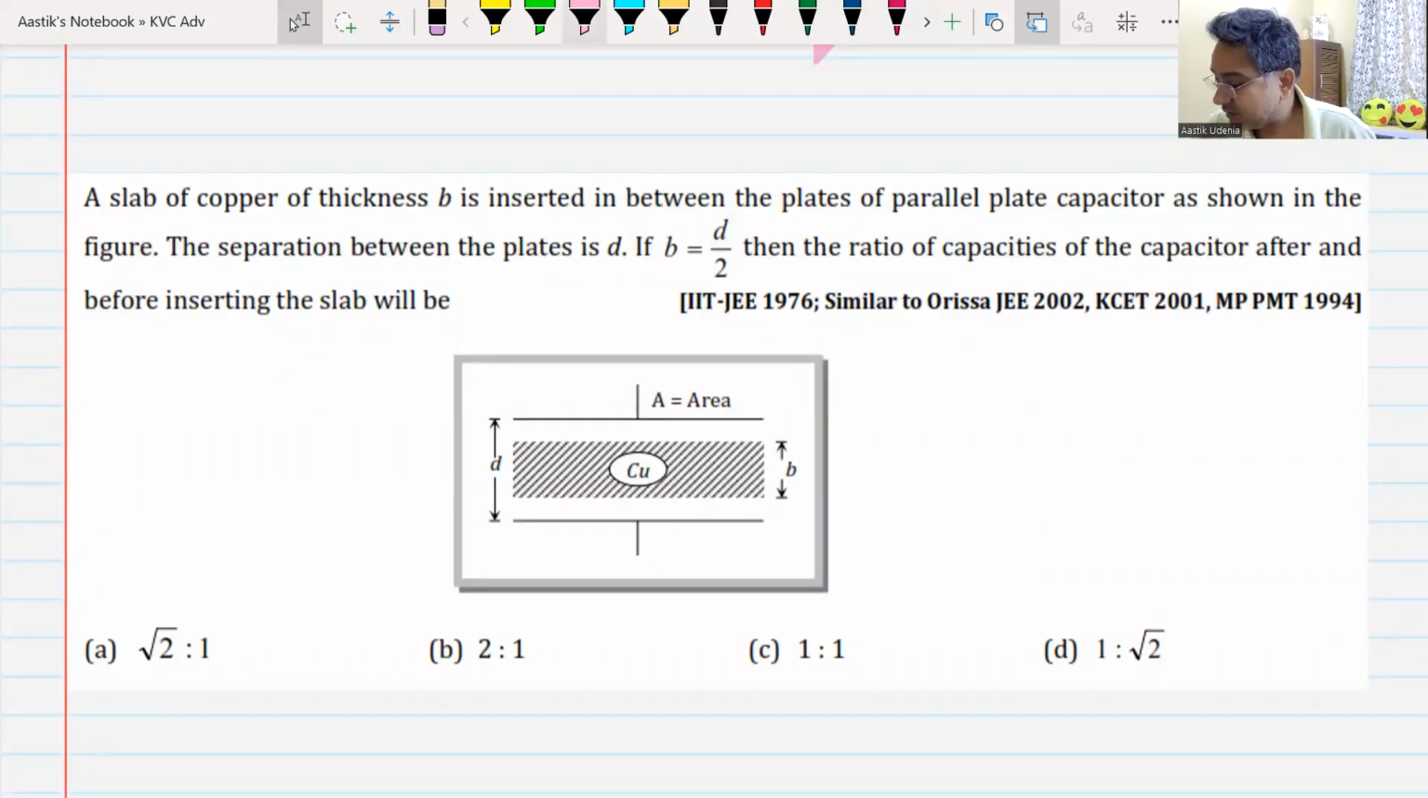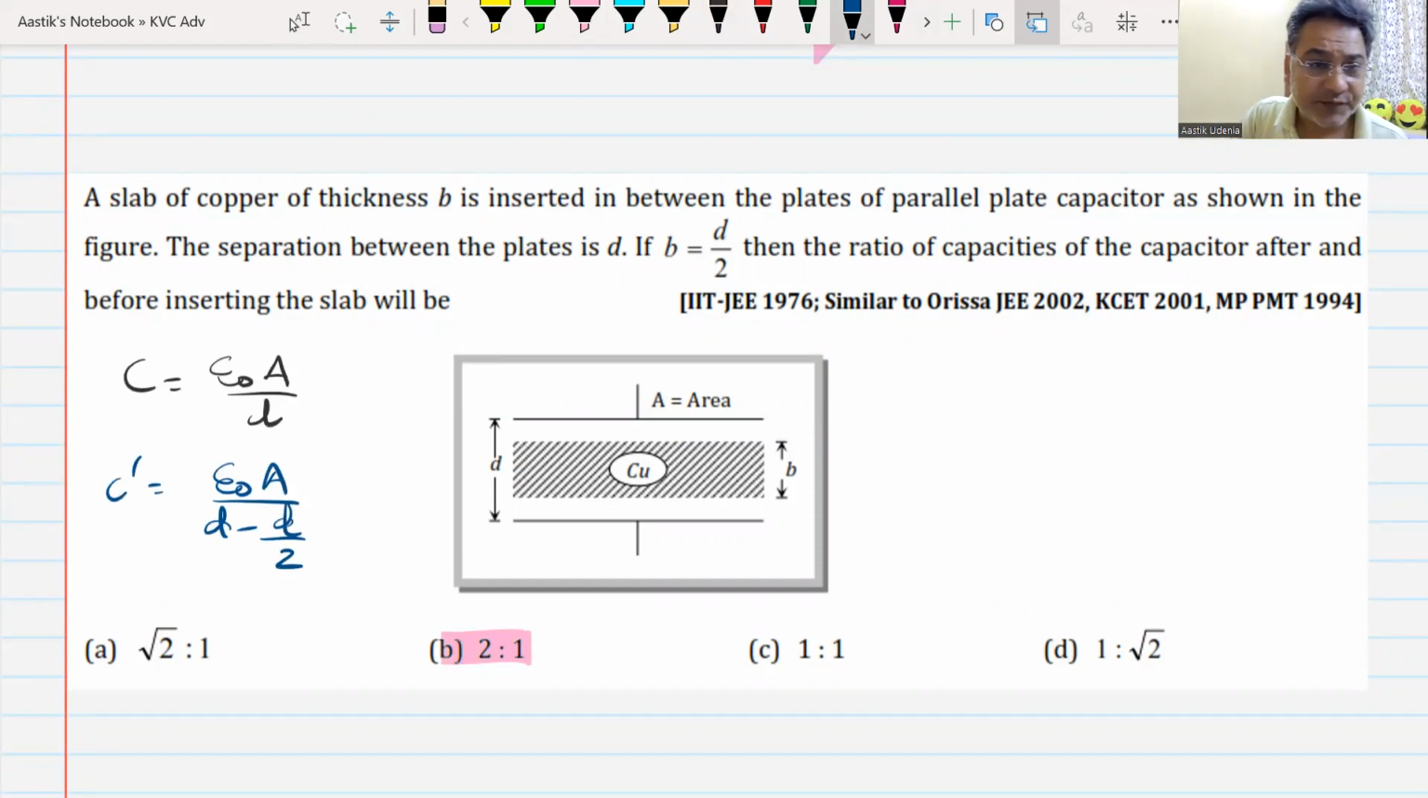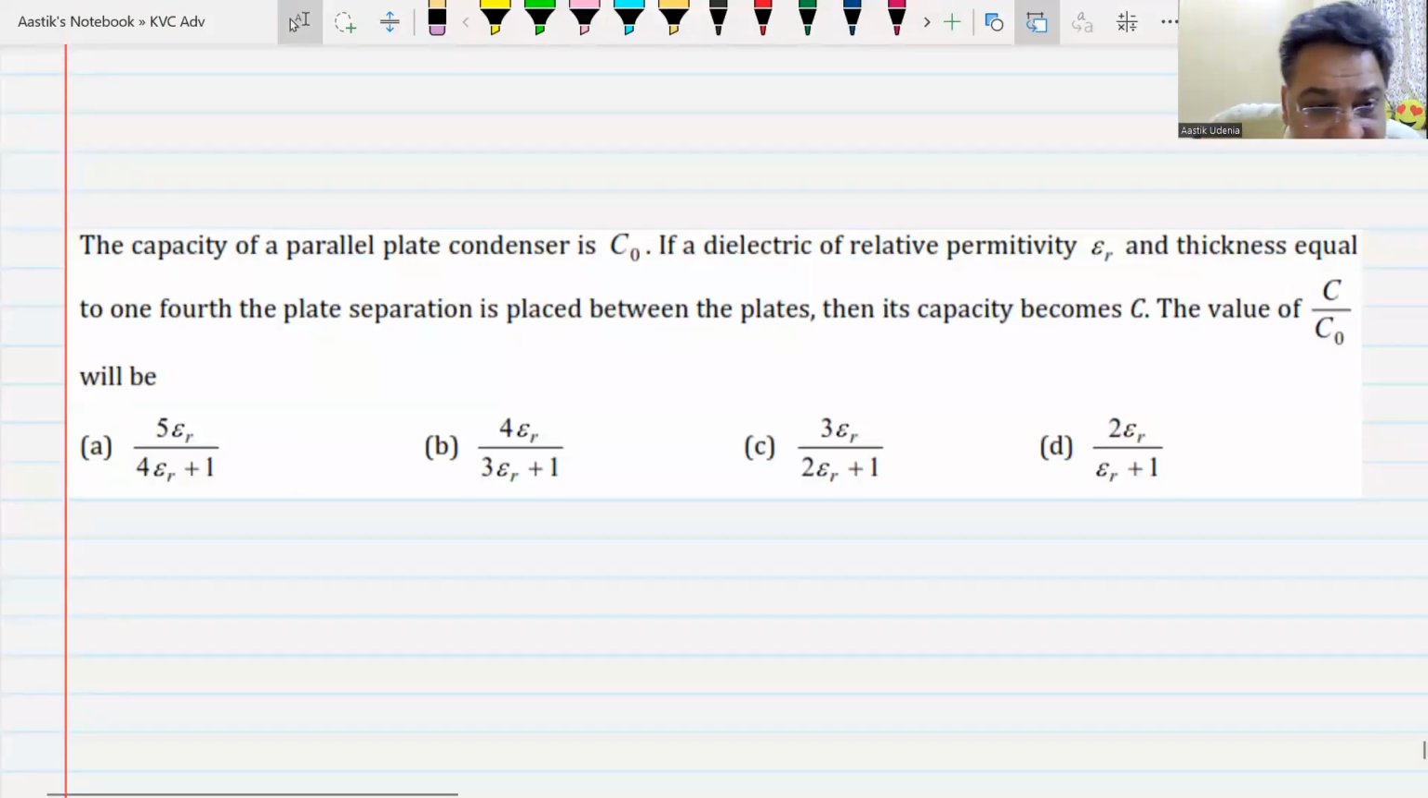Option B, I have already told you, the initial capacitance C is epsilon naught A by D. The new capacitance C dash becomes epsilon naught A upon D minus B. B is D by 2. Yes or no? Yes, sir. The correct option has to be option B. Anyone understands this? Yes, sir. This is the next question.